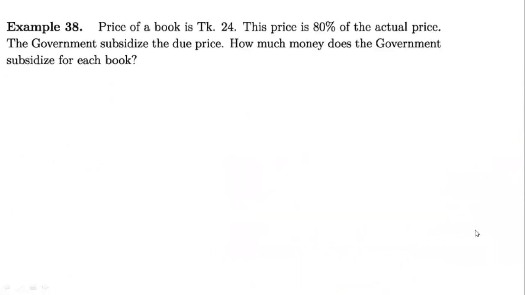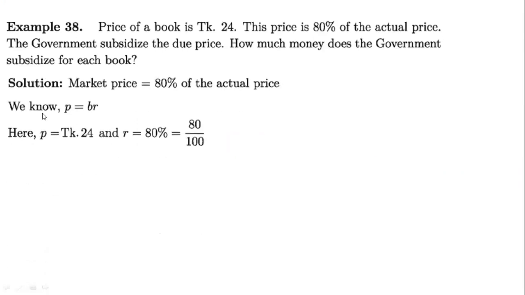Now, the price of a book is 24 taka. This price is 80% of the actual price. The government subsidized the due price. How much money does the government subsidize for each book? So it's a very tricky math. We can solve it this way.